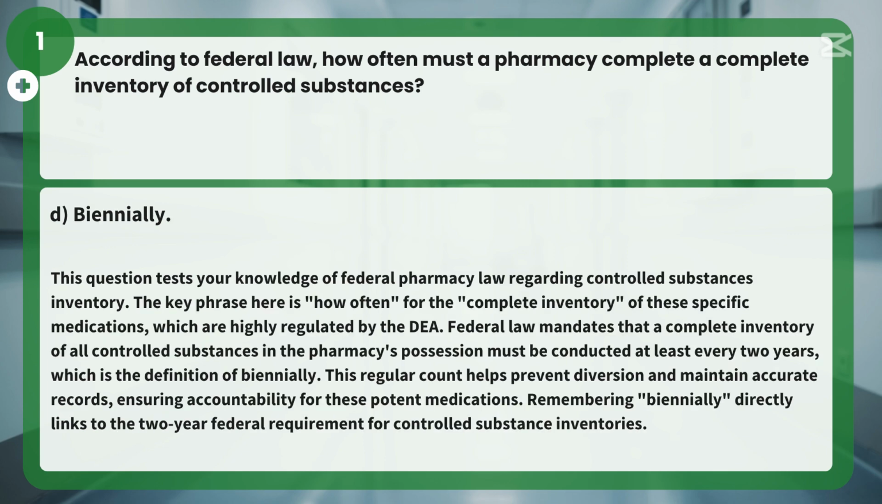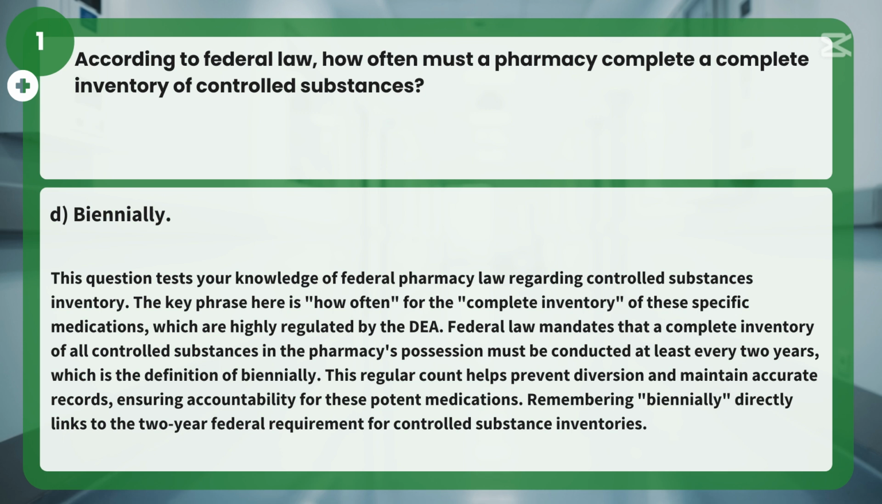Answer: D. Biennially. This question tests your knowledge of federal pharmacy law regarding controlled substances inventory. The key phrase here is how often for the complete inventory of these specific medications, which are highly regulated by the DEA. Federal law mandates that a complete inventory of all controlled substances in the pharmacy's possession must be conducted at least every 2 years, which is the definition of biennially.